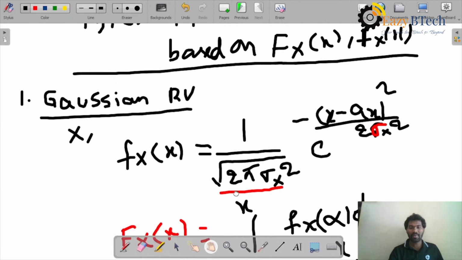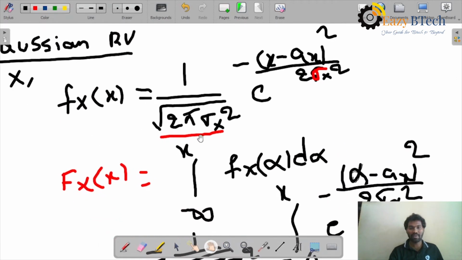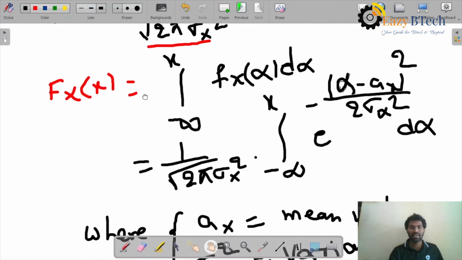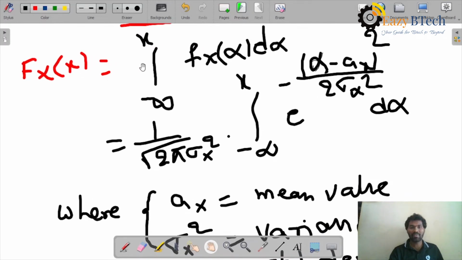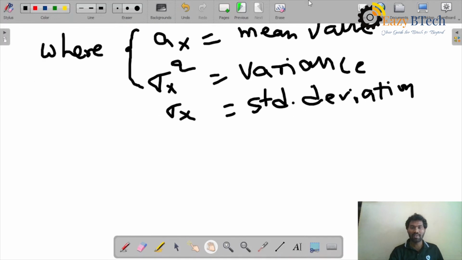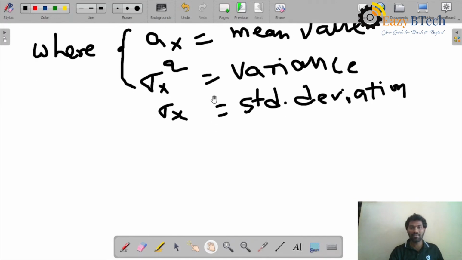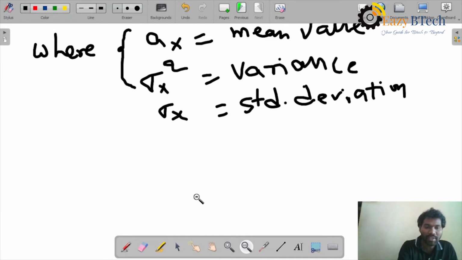So the Gaussian random variable has a density function like this: fx of x equal to 1 by root 2 pi sigma x square into e power minus x minus ax whole square by 2 sigma x square. Similarly, the distribution is found by taking the integral of the density function, 1 by root 2 pi sigma x square into the integral from minus infinity to x of e power minus alpha minus ax whole square by 2 sigma x square d alpha. The variables are ax, the mean value, sigma x square, the variance, and sigma x, the standard deviation.